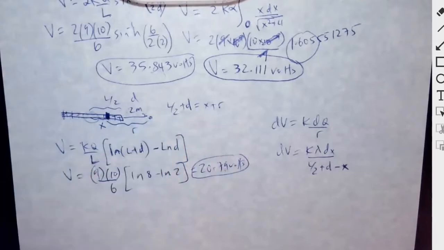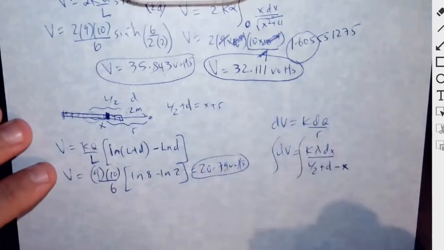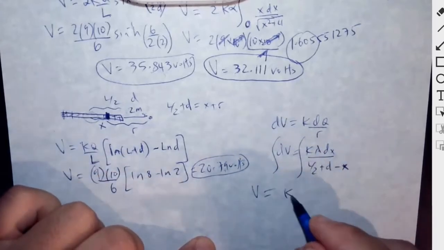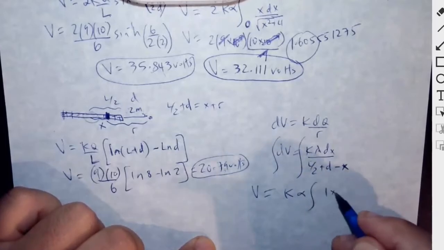Okay, now we're ready to integrate that. So what should be the limit of your integral? Then we're going to put the lambda function, which is k alpha absolute value of x.